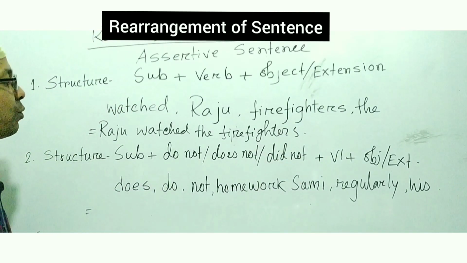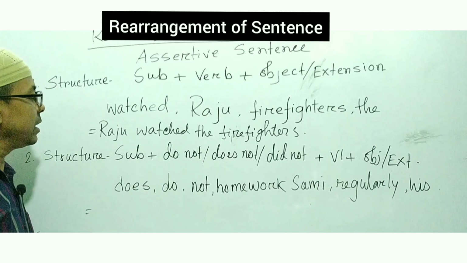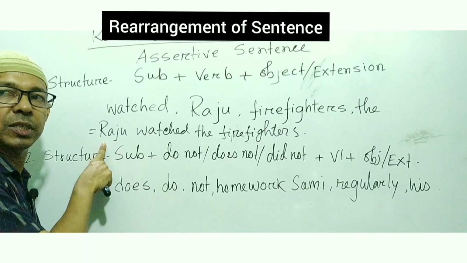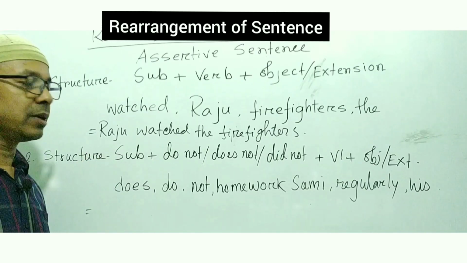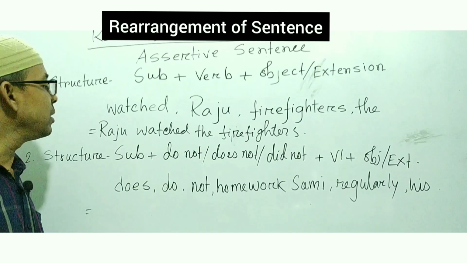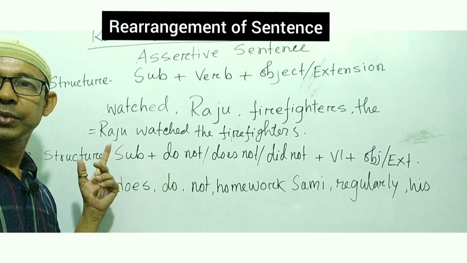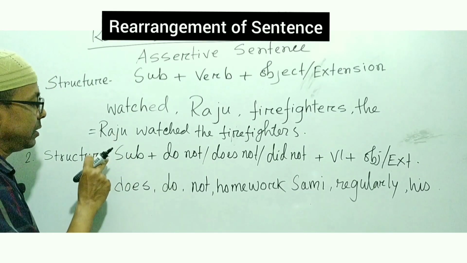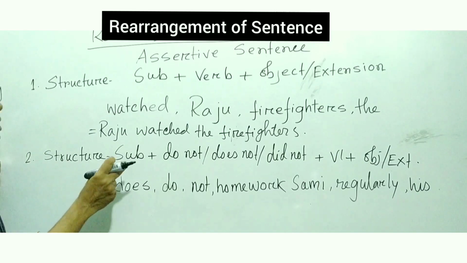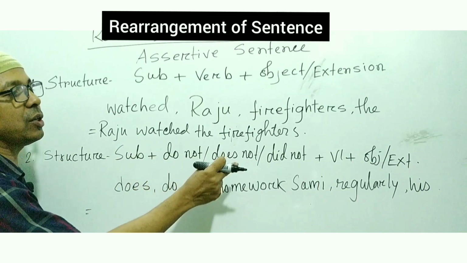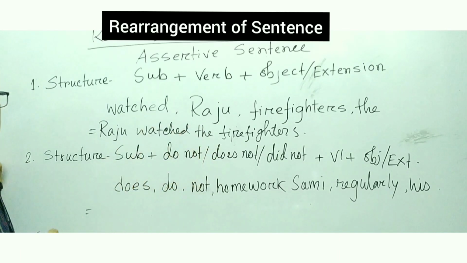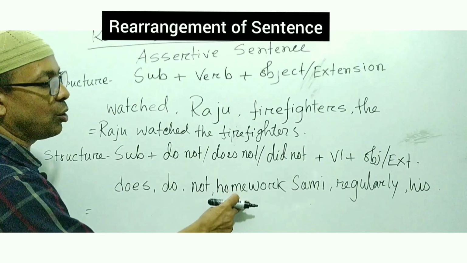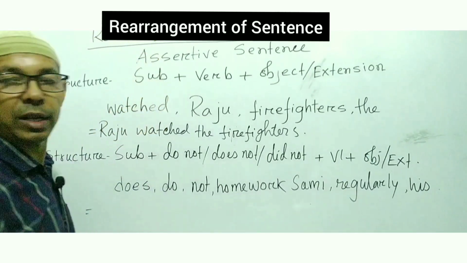So my dear students, one thing you have to remember is that the first letter of the first word will always be a capital letter. So you have to be careful about using the punctuation marks. Okay, so next one, structure 2: subject plus do not, does not or did not, verb 1, object or extension. So here you can see does, do, not, or, homework, Sami, regularly, hates.